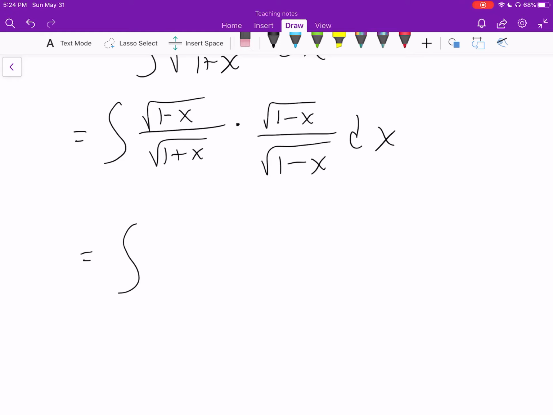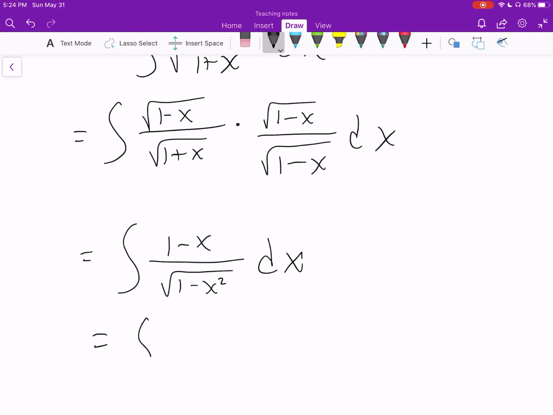When I simplify this, the top is square root of 1 minus x times square root of 1 minus x. So that's square root of 1 minus x squared, or just 1 minus x, divided by the bottom, which is a difference of squares, 1 minus x squared. You just multiply the two polynomials on the bottom.